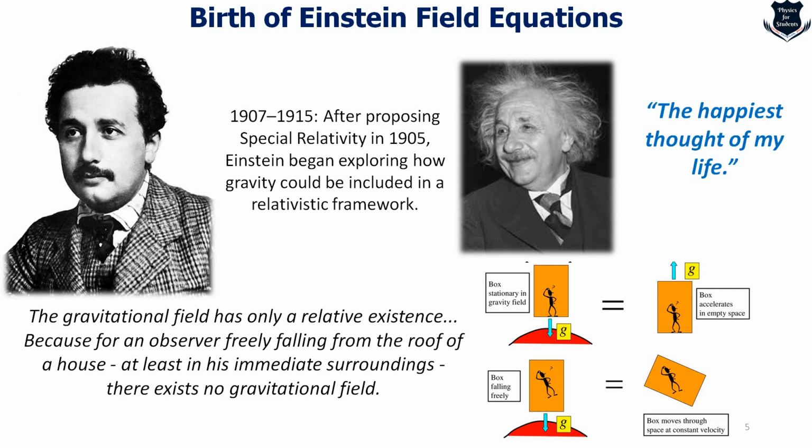Hence, what Einstein wrote is this: the gravitational field has only a relative existence. That means for an observer freely falling from the roof of a house, God forbid that you do, at least in his immediate surroundings there exists no gravitational field. This is a remarkable insight. History tells that it is considered to be the happiest thought of his life, and the way we perceive space and time was forever changed by it.